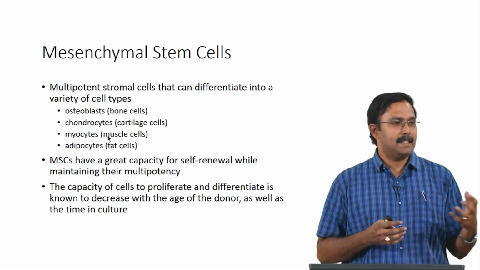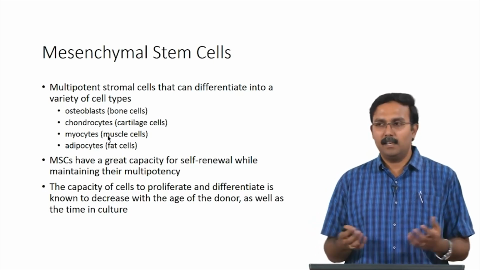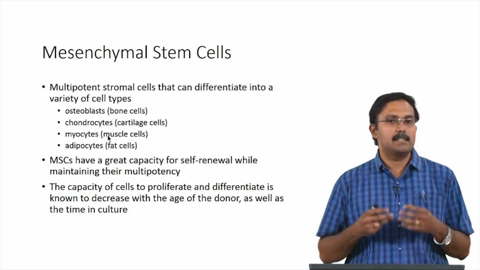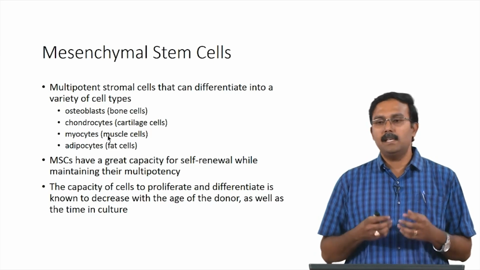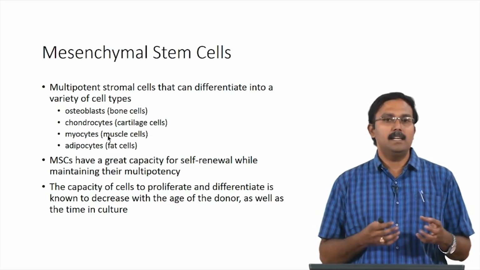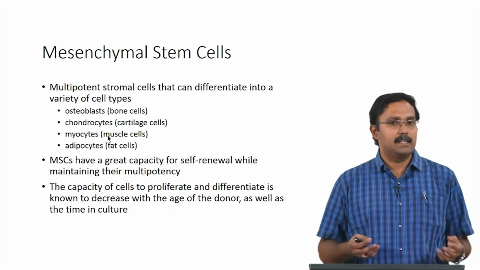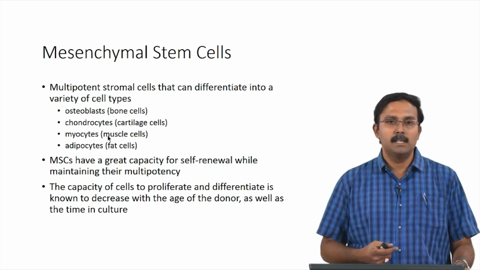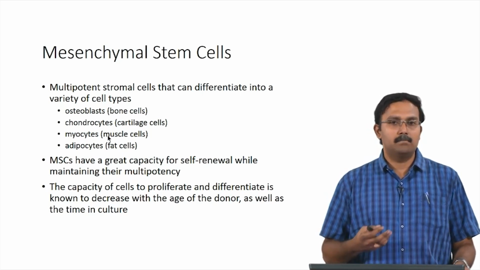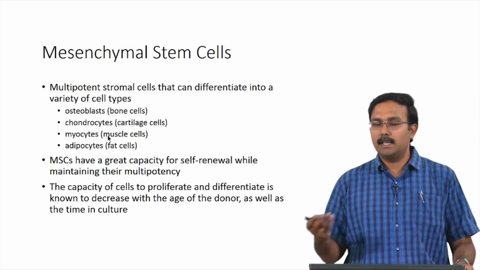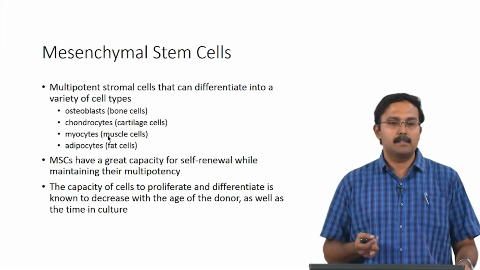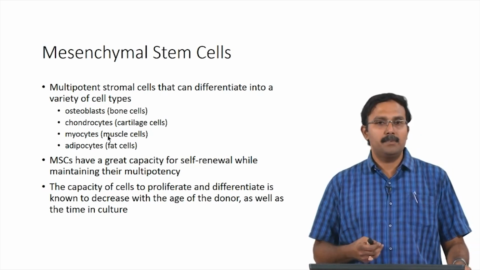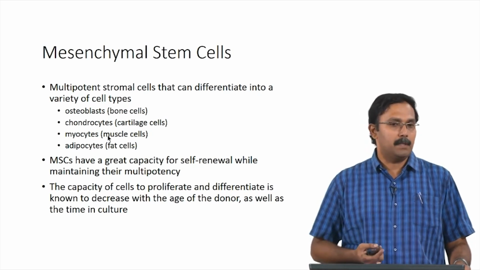So, the next major type of stem cells which are extensively studied and extensively used in tissue engineering applications is the mesenchymal stem cells. So, these are basically multipotent stromal cells that can differentiate into a variety of cell types. They have been shown to form osteoblasts, chondrocytes, myocytes and adipocytes. Osteoblasts are bone cells, chondrocytes are cartilage cells, myocytes are muscle cells and adipocytes are fat cells. Mesenchymal stem cells have a very good capacity of self renewing while maintaining their multipotency.